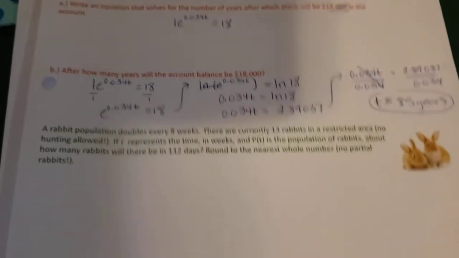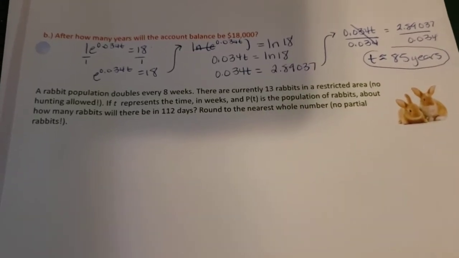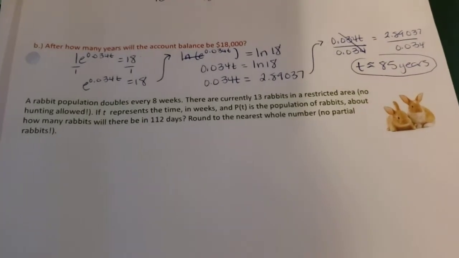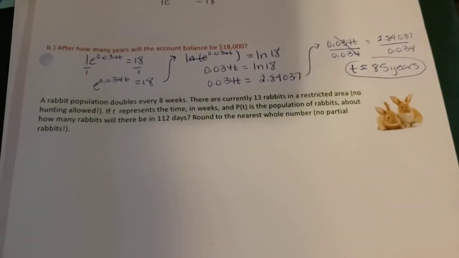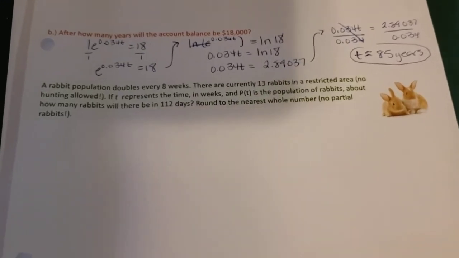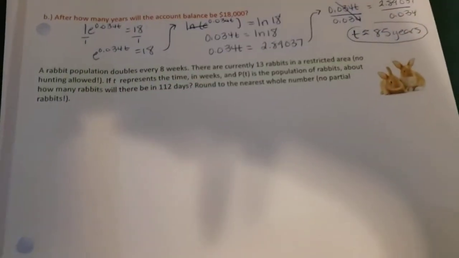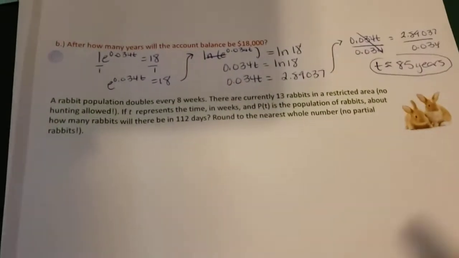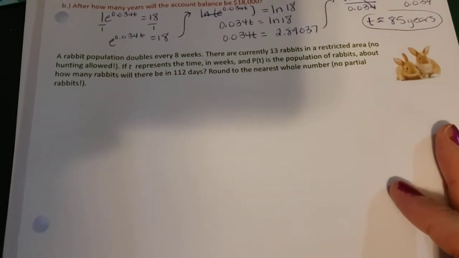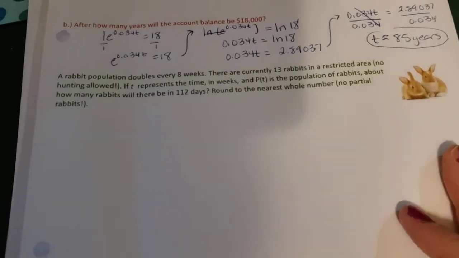All right, so now this last one: a rabbit population doubles every 8 weeks. There are currently 13 rabbits in a restricted area, so that means no hunting is allowed. So we're going to say that the rabbits only increase in number. If t represents the time in weeks and p of t is the population of rabbits, about how many rabbits will there be in 112 days? Round to the nearest whole number, we cannot have partial rabbits.